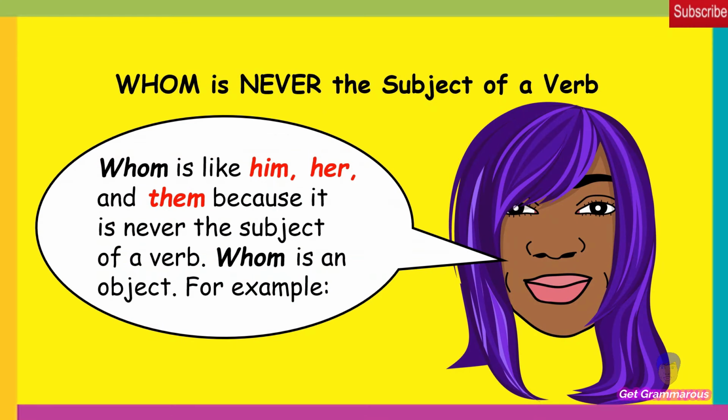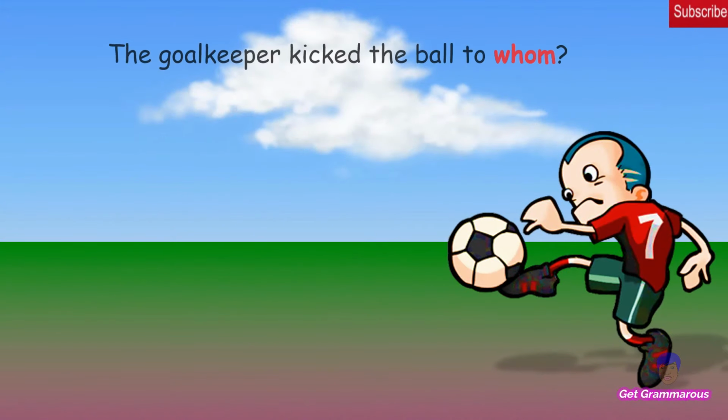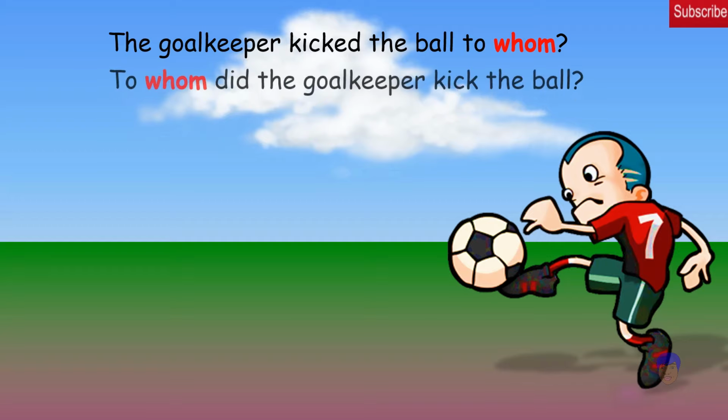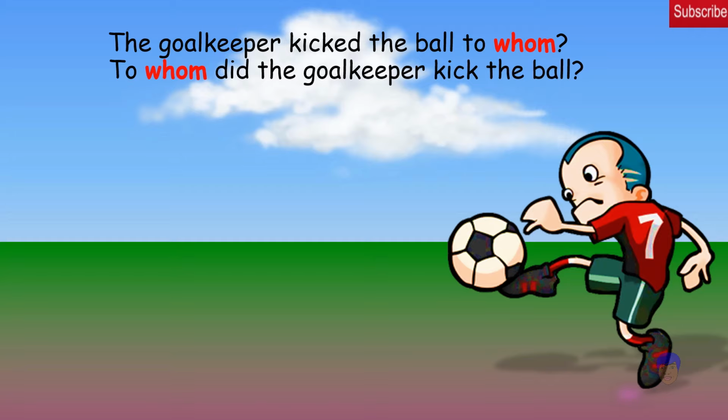Whom is never the subject of a verb. Whom is like him, her, and them because it is never the subject of a verb. Whom is an object. For example, the goalkeeper kicked the ball to whom? To whom did the goalkeeper kick the ball?